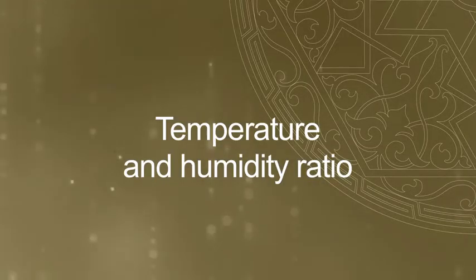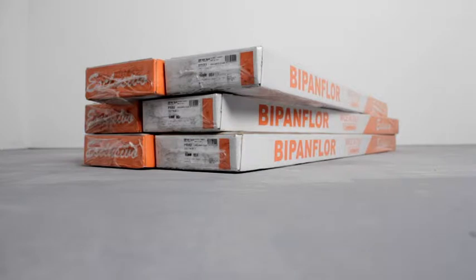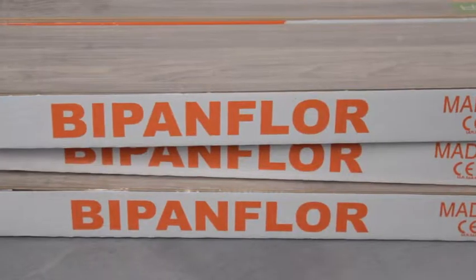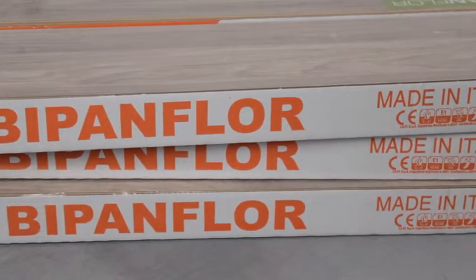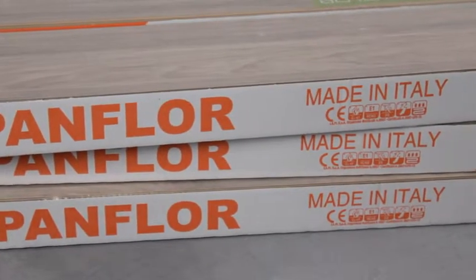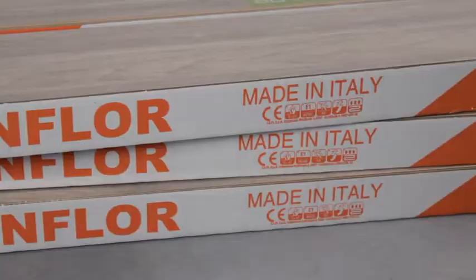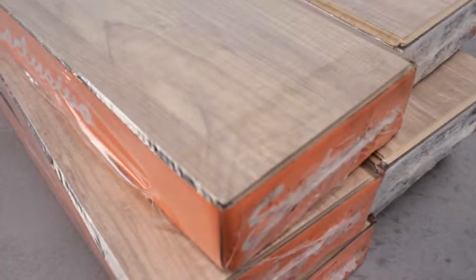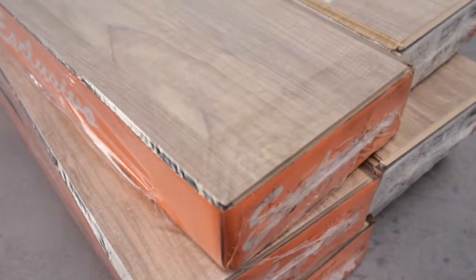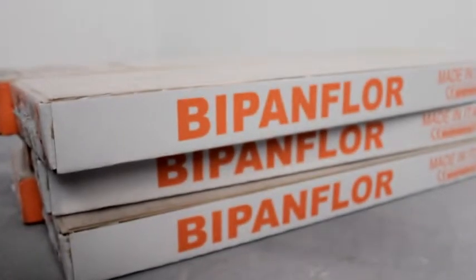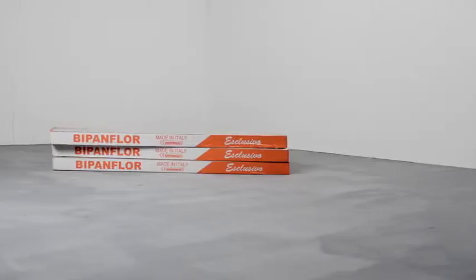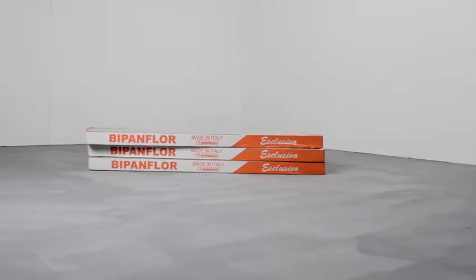Temperature and humidity ratio. Put the sealed pocket at a temperature ranging from 18 degrees Celsius to 20 degrees Celsius and at an air humidity ratio ranging from 55 to 60% for 48 hours before laying. Do not leave the packets in open areas without windows, yards where cement and plaster are drying.